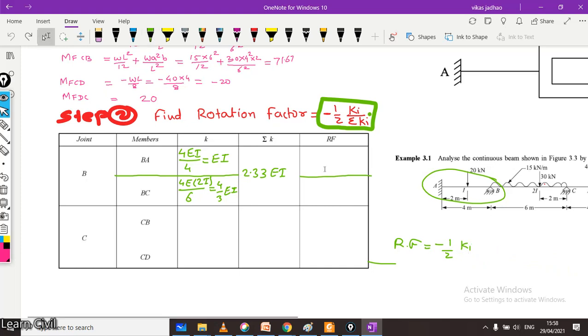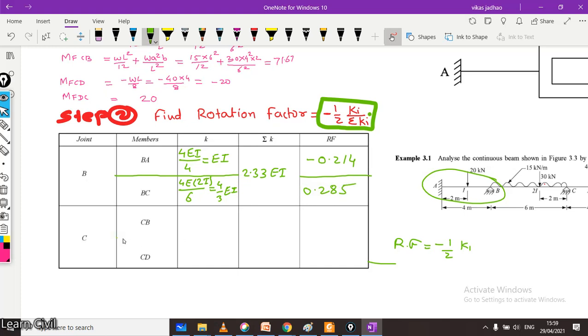So here for BA, the rotation factor will be equal to minus 0.214. Similarly for BC, the rotation factor will be 4 EI by 3, or 1.33 EI divided by 2.33 EI. So this will be equal to 0.285. I'll directly write down this value here. This will be 0.285.